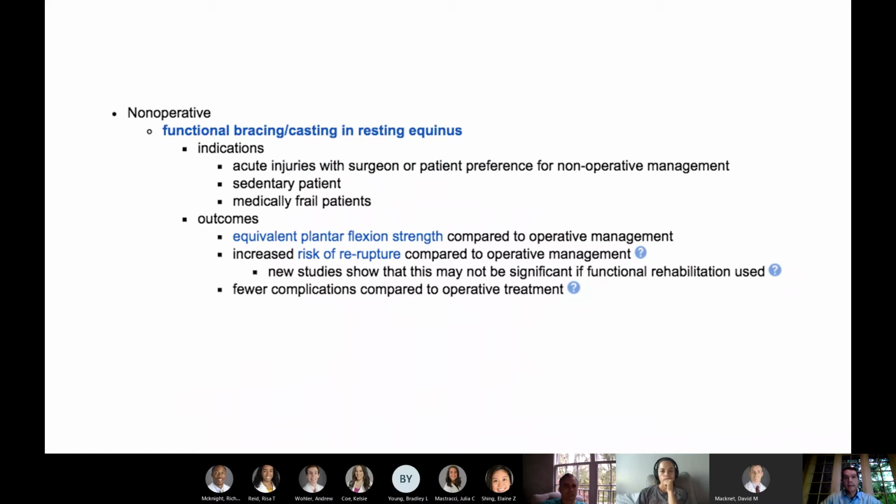Functional bracing has gained a lot of traction recently, especially after one study showed that plantar flexion strength was equivalent compared to operative treatment. And that study was what, 7 or 8 years ago now? They showed an increased risk of re-rupture compared to operative treatment, but also showed fewer complications. That was compared to classic open Achilles reconstruction.